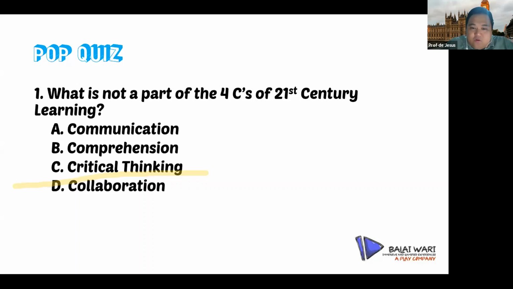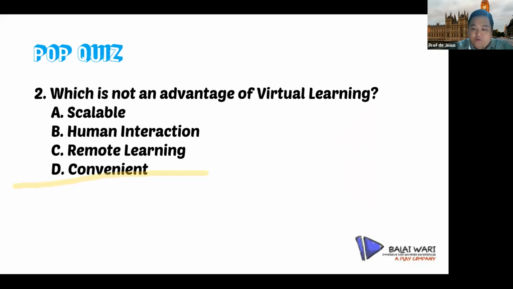All right, so I think I have allowed enough time for it. So we have various answers. Some of you said that okay, all of them, including the four C's, but actually, the answer is letter B. Comprehension is not really a part of it. Now let me introduce what the four C's of 21st century learning is.